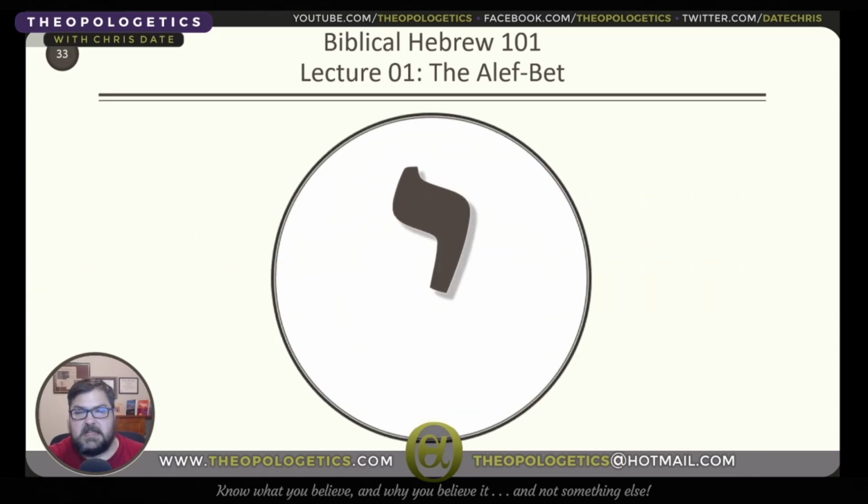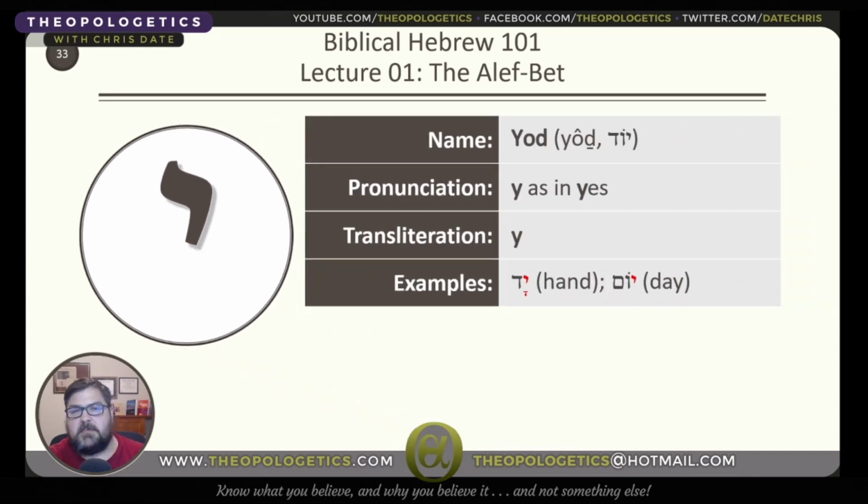The next consonant in the Hebrew Alef-Bet is the letter yod. Yod. Yod is pronounced like the letter Y in the English words yes and yellow and yesterday, for which reason it is transliterated using the English letter Y. And Hebrew words that start with yod include yad, meaning hand, and yom, meaning day.